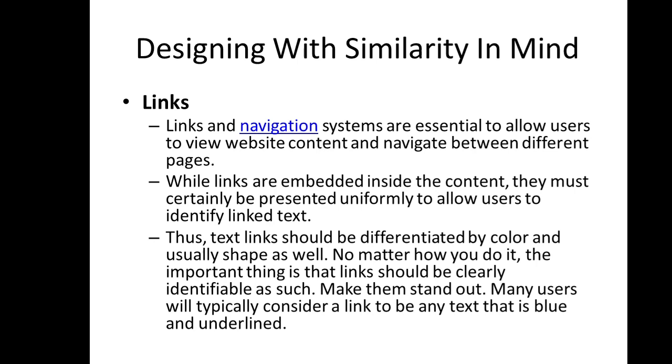Links and navigation systems are essential to allow users to view website contents and navigate between different pages. While links are embedded inside the content, they must certainly be presented uniformly to allow users to identify linked text. So their presentation should be uniform so that if a user sees a link, the user can easily identify that it is a link, because again, links in your design should look similar. Thus, text links should be different by color and usually shape as well. No matter how you do it, the important thing is that links should be clearly identified. So make them stand out.